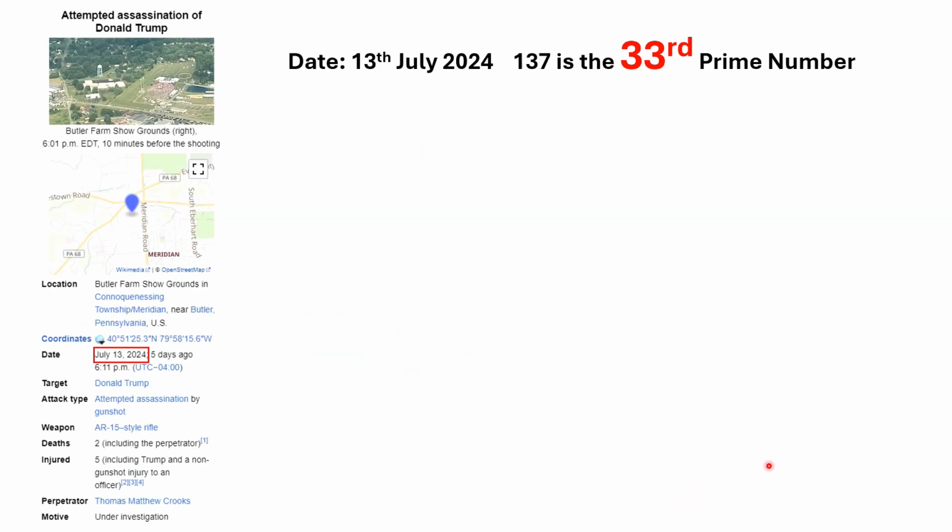Okay, so we'll look at this date. I've mentioned 137 is the 33rd prime number, and we've got 13.7 here, 137. Already talked about that, so this is from Wiki.